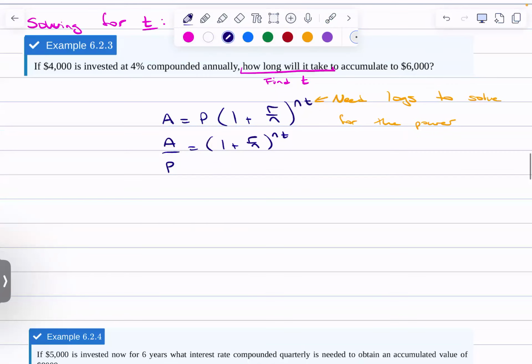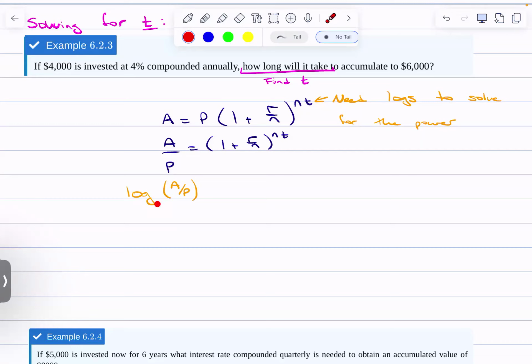Now, I can take the log of both sides. Do you guys know the log? All your calculators have a log button, and so you can find it. And we'll do an example.